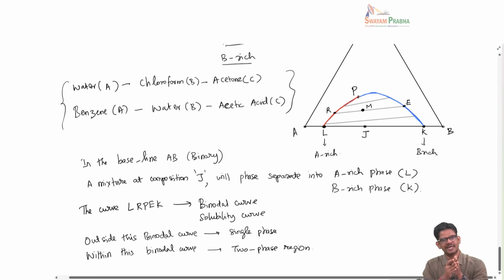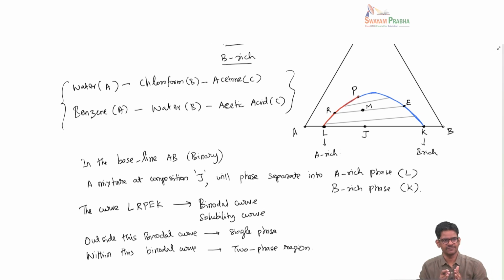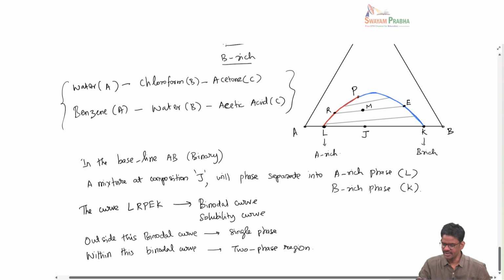Remember, when I talked about the line AB, in the absence of C, the phase separation is happening at L and K. But now I have added a third component, component C, so that we are now not at J, but we are at M. And this mixture will phase separate into two phases. This R here is rich in A, and E is rich in B.